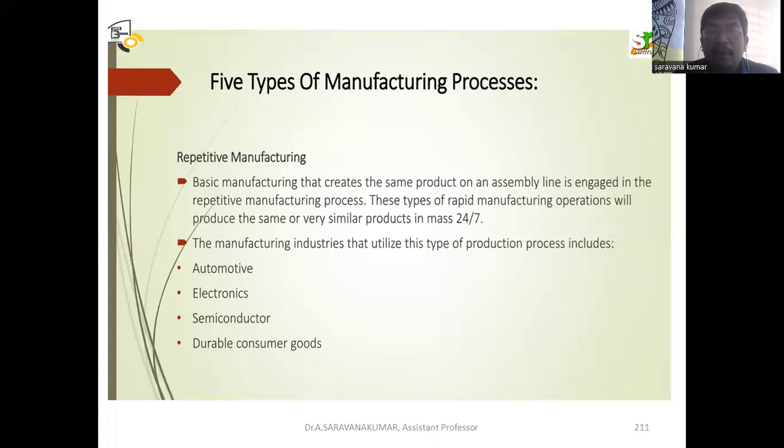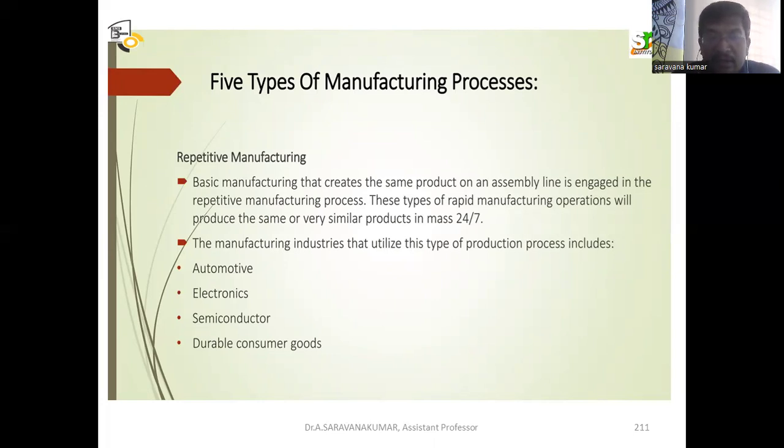So what are the 5 types of manufacturing process? Repetitive manufacturing. What do you mean by repetitive manufacturing? Some things are done repetitively. It means repeat. Basic manufacturing that creates the same product on an assembly line is engaged in the repetitive manufacturing process. These types of rapid manufacturing operations will produce the same or very similar products in mass, 24/7. So 24/7, the activity will be done repetitively.